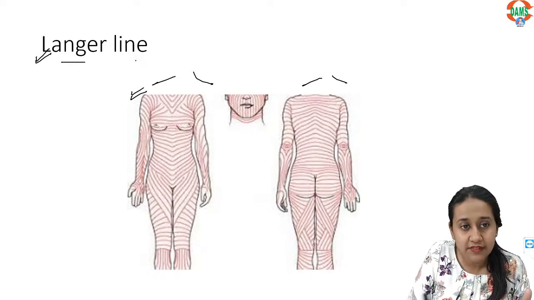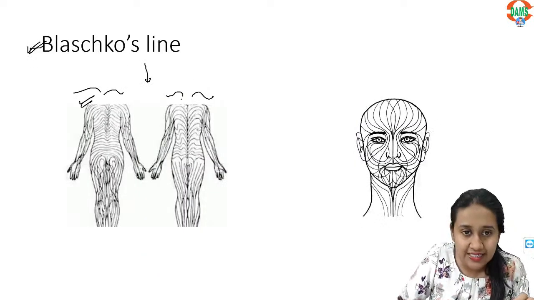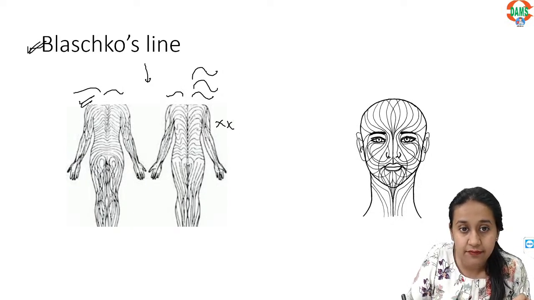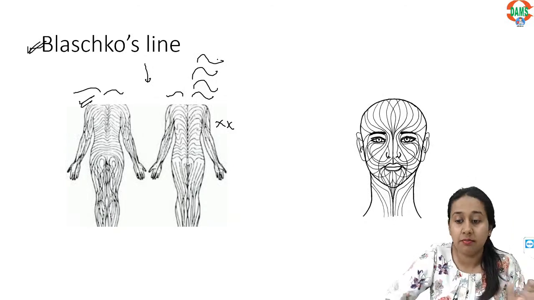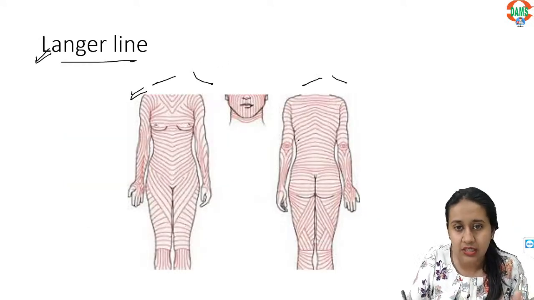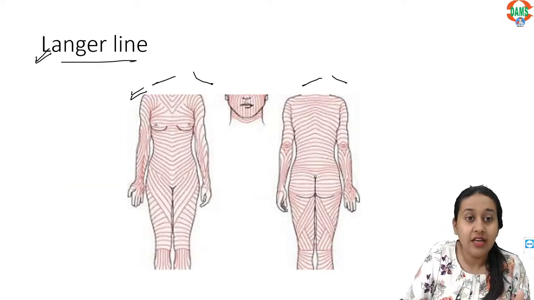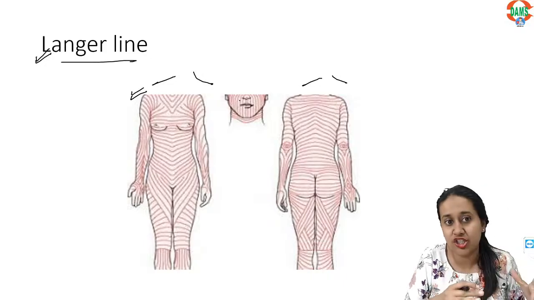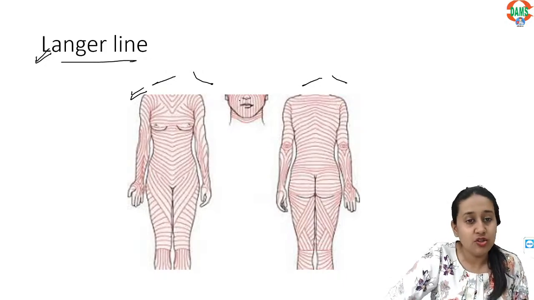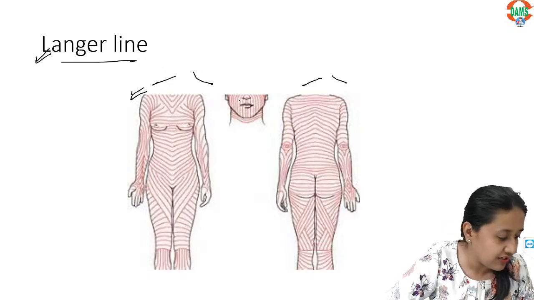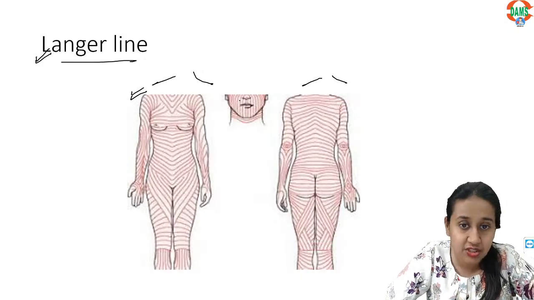Yes. Because Blaschko's line has a very characteristic S-shaped pattern, please do not get confused. S-shaped pattern is Blaschko's. While here, if you see, there were straight lines. They are the relaxation lines or minimal tension lines. So the answer should be the minimal tension line or the relaxation line.